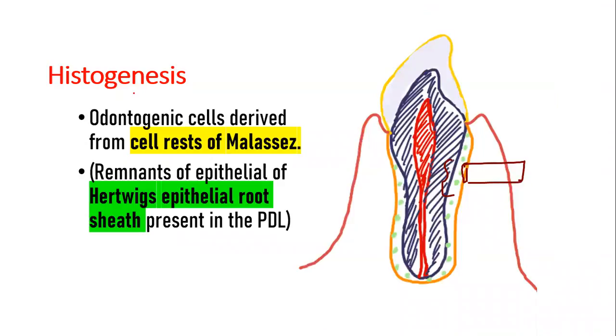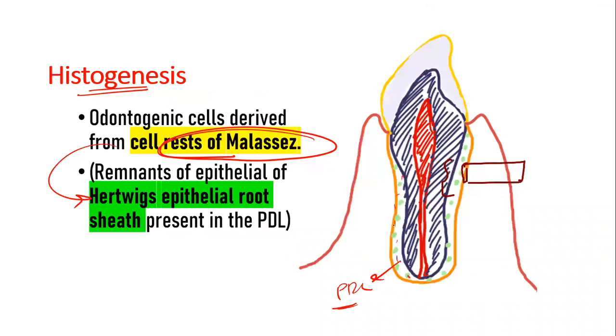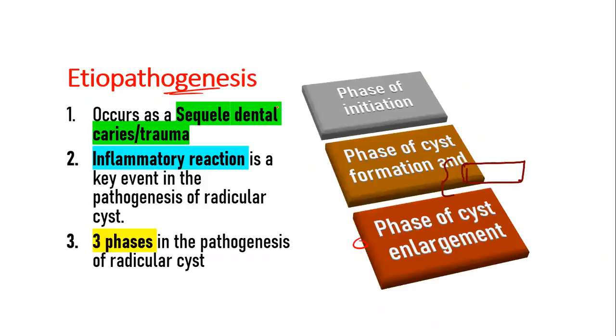In its etiopathogenesis, we are going to study it in 3 phases. First is the cells of origin. These are the cell rest of Malassez, which are the remnants of Hertwig's epithelial root sheath that are always present in your periodontal ligament. The proliferation of these cell rest of Malassez occurs in response to dental caries or trauma. Okay, and the key event is an inflammatory reaction.